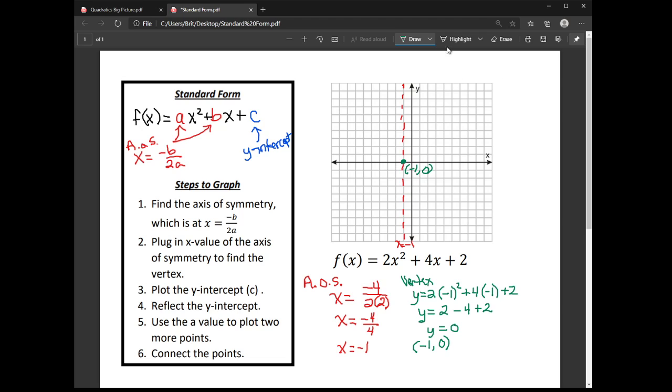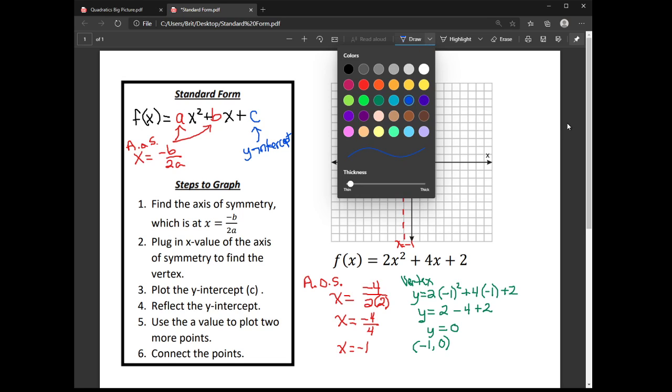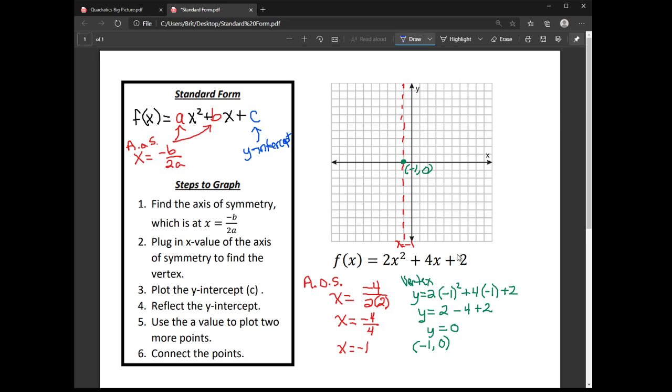Step number 3 says to plot your y-intercept, which is your c value. Alright, in this case, our c value is 2. So I'm going up 2 on the y-axis, and I'm plotting that point. Step number 4 is to reflect that y-intercept. So this y-intercept is 1 point away from the axis to the right. So I'm going to go 1 point to the left and put that second point there. So that is at, let's see, that's at negative 2, 2.